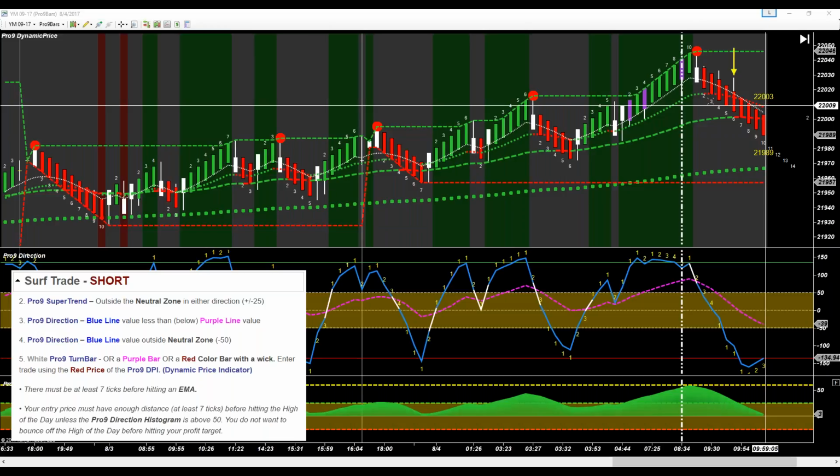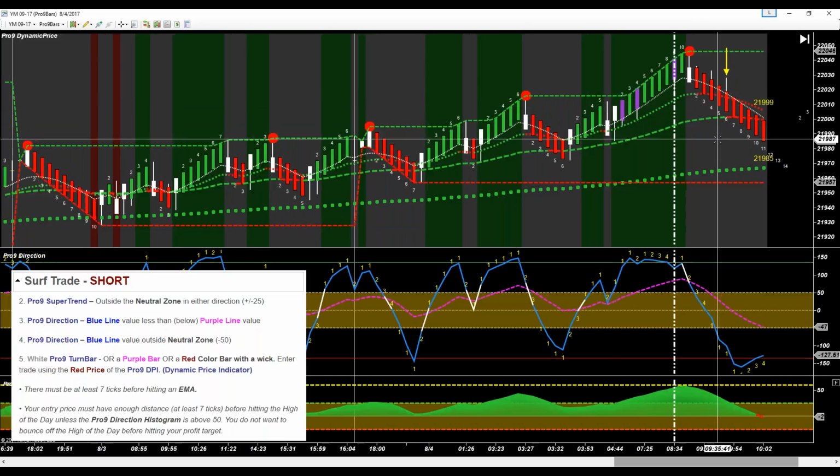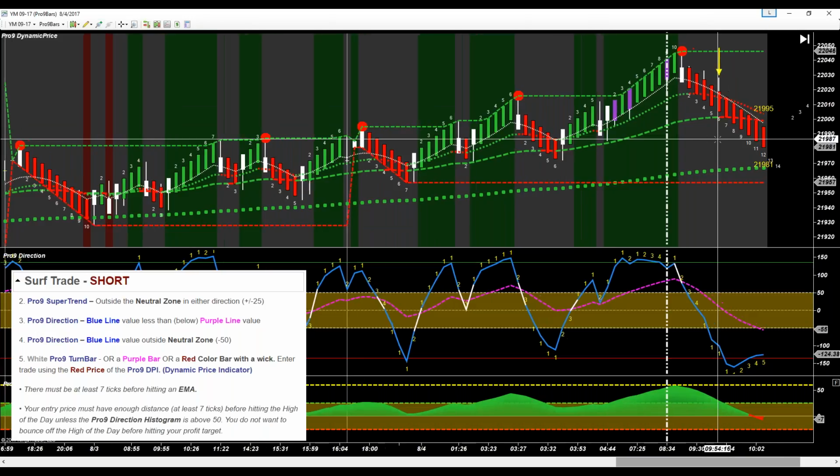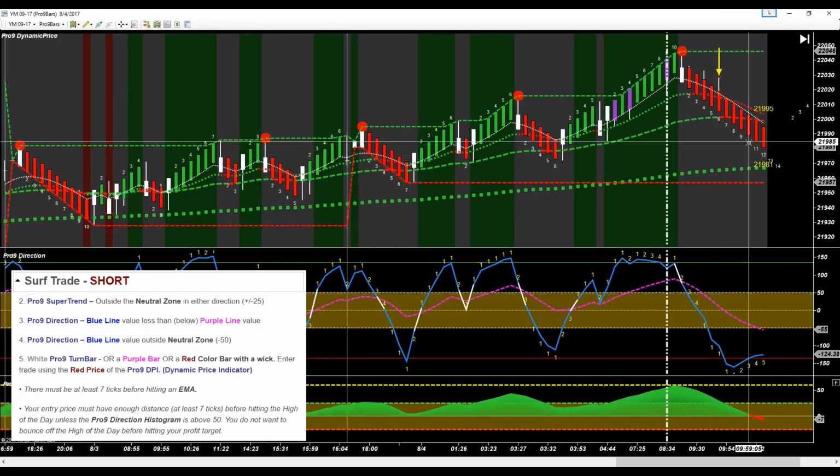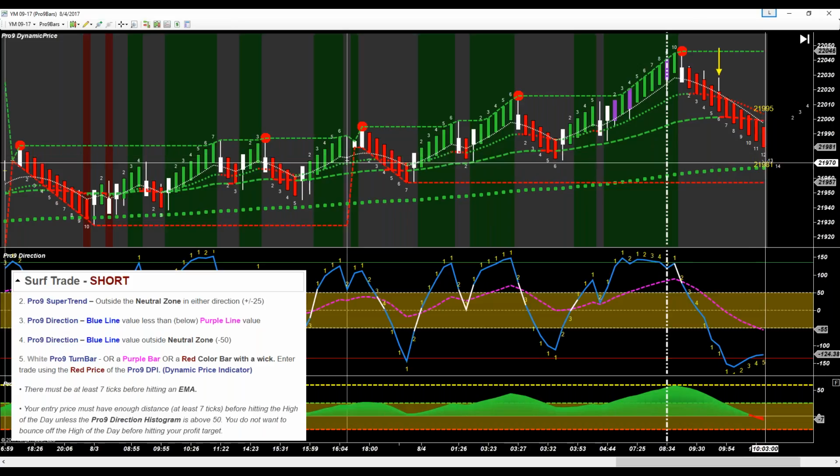Trailing at the high of the previous bar, and then we do that for one more bar. And then once the sixth bar from our entry bar plots, this is where I like to adjust to the DPI price. And we're always going to use the opposite color DPI price as our stop. If you decide to trail in this way, the high or low of the previous bar is certainly acceptable.